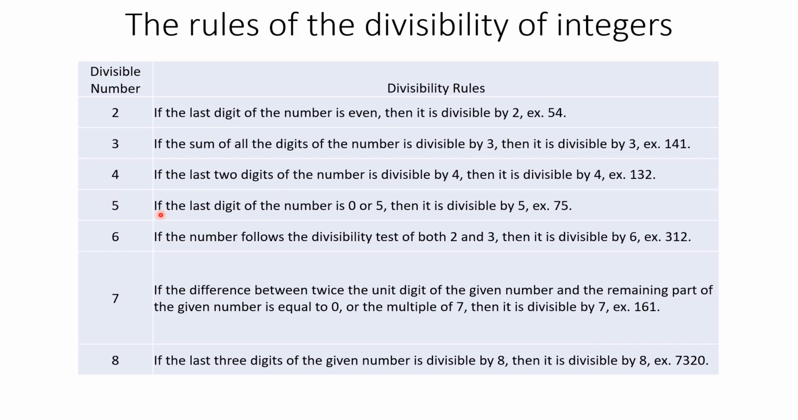For 5, if the last digit of the number is 0 or 5. For 6, if it follows the rules for number 2 and 3. So if it's even, for example, and the sum is divisible by 3.